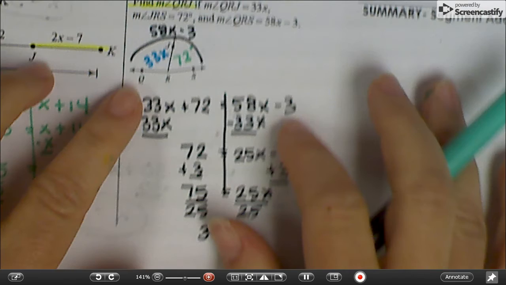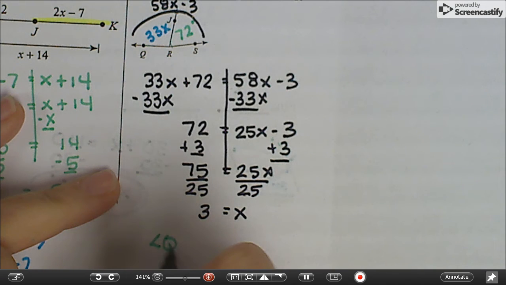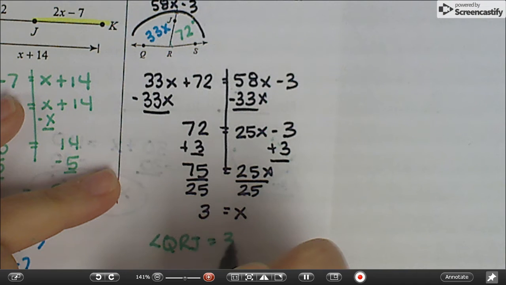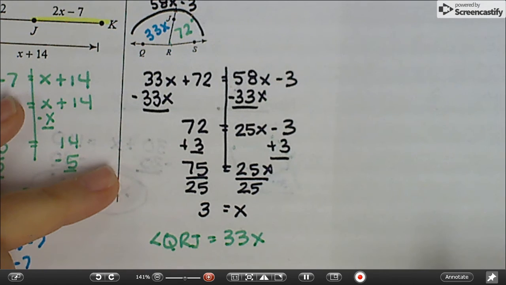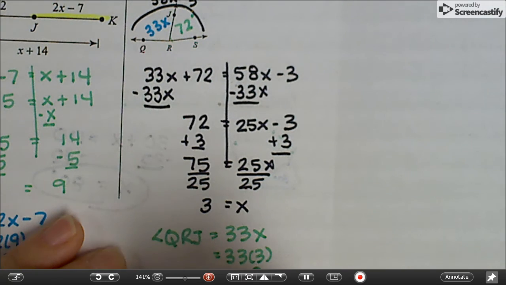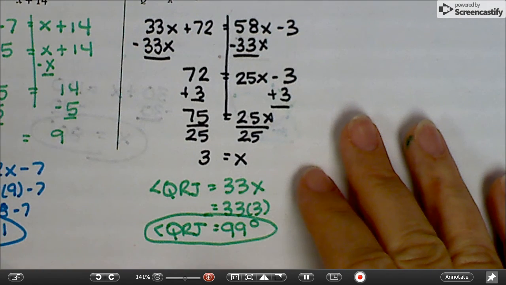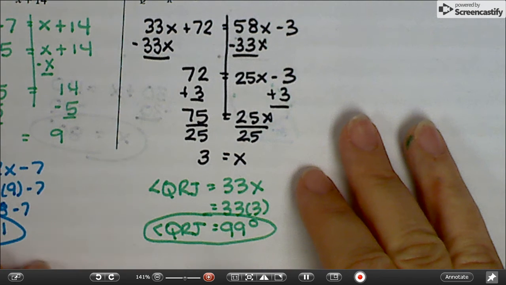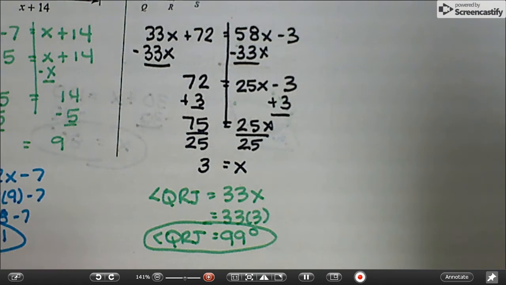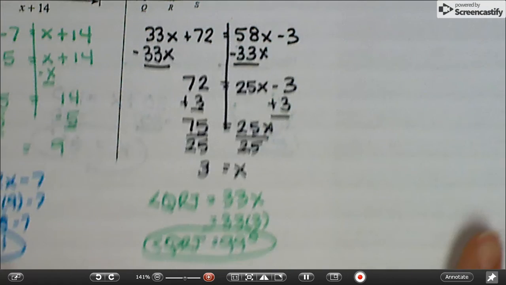In our diagram, angle QRJ is represented by 33x. So we're going to take our 3 and plug it in for x. So angle QRJ is 99 degrees. I hope you're kind of seeing a pattern. We're going to do 2 more that have one thing more specific about them, and then that's it for this part.